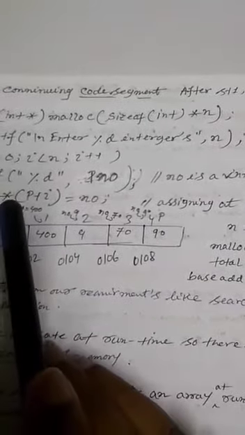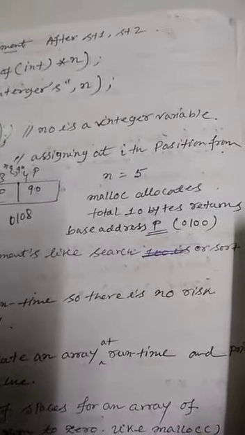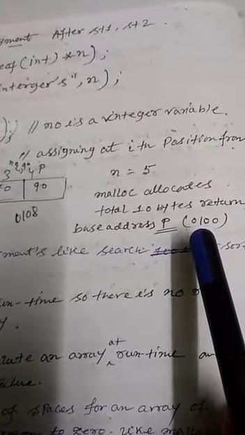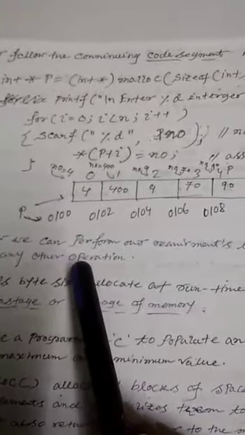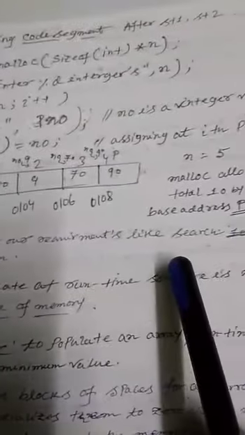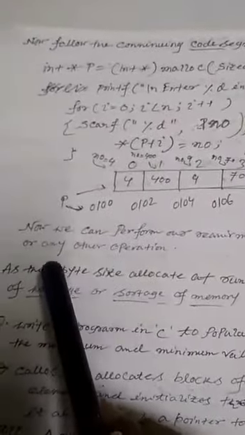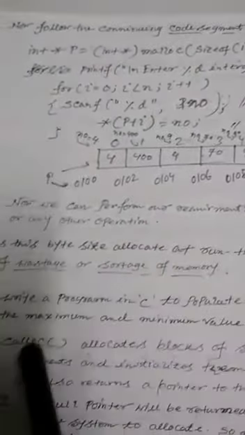Assigning at the ith position, every time by *(p + i), we are assigning the value at the ith position. So malloc allocates a total of 10 bytes and returns the base address p, that means 0100, which I have already mentioned. And now we can perform our requirements like searching, sorting, and other kinds of applications with this dynamically allocated space.